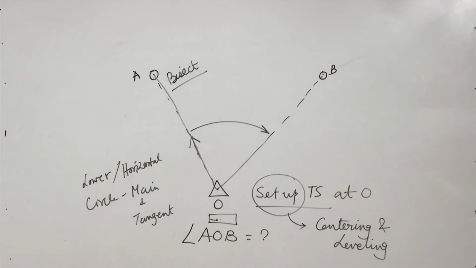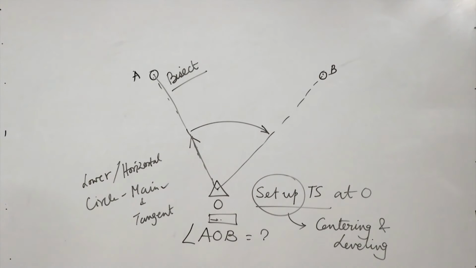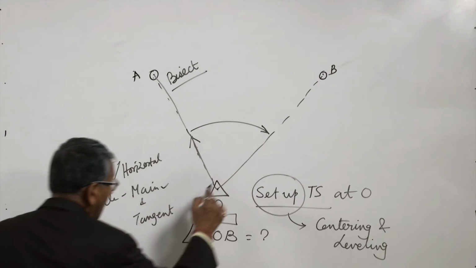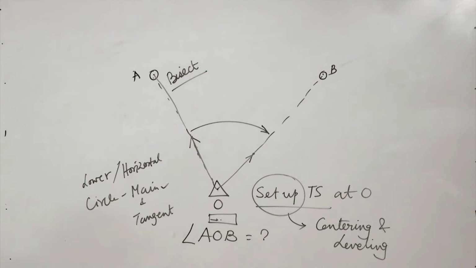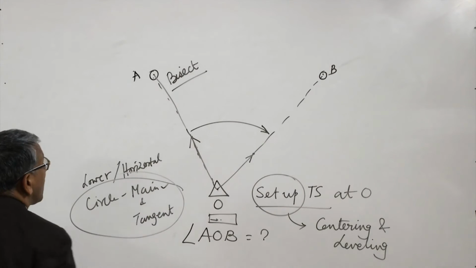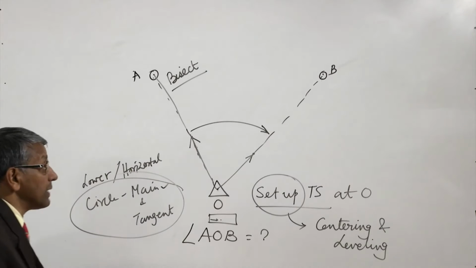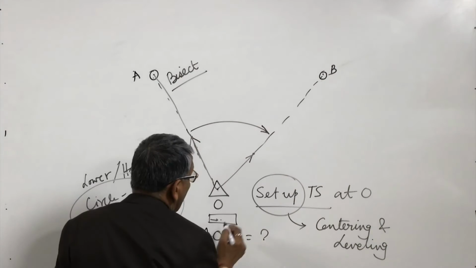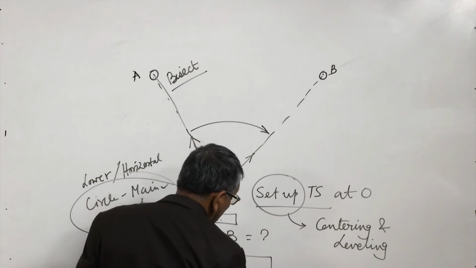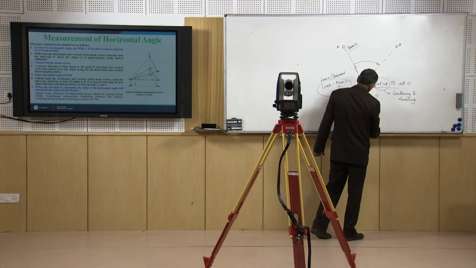Now after doing that, we will open the main horizontal screw, and then we will look to object B, and by making use of the lower horizontal circle main and tangent screw, again we will bisect this object B. As soon as we bisect the object B, the LCD display will display the horizontal angle.